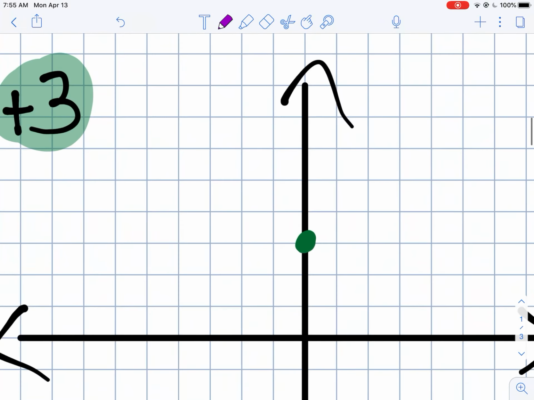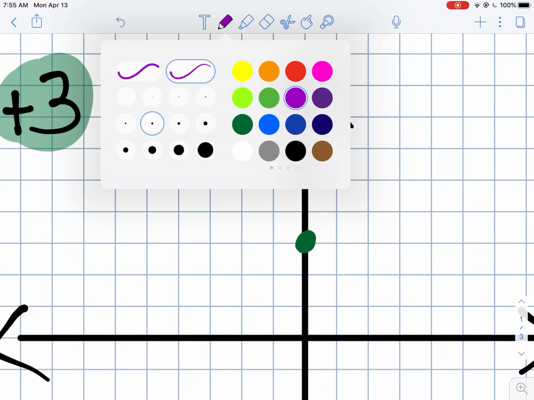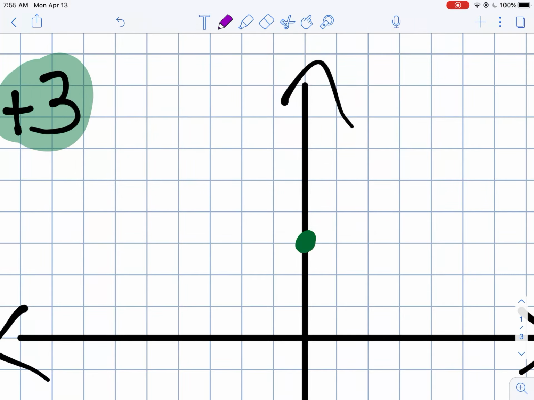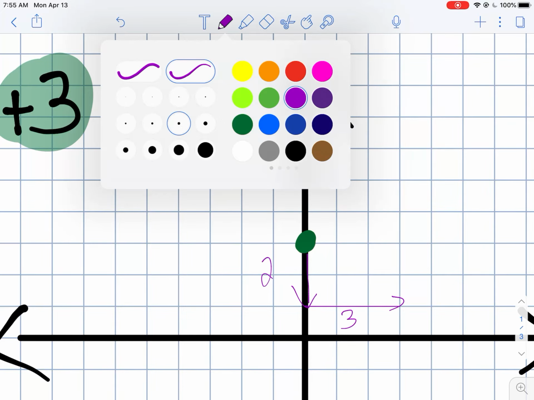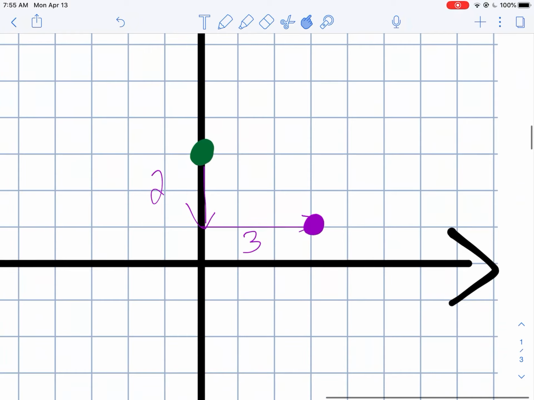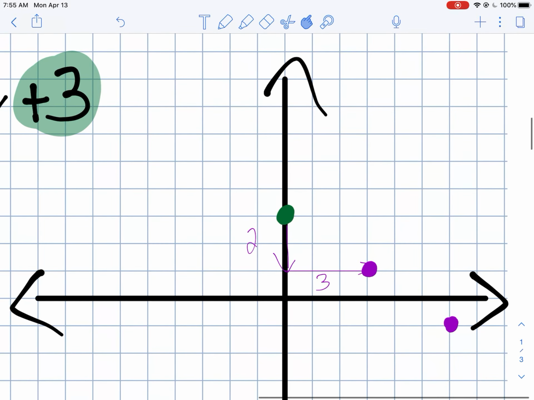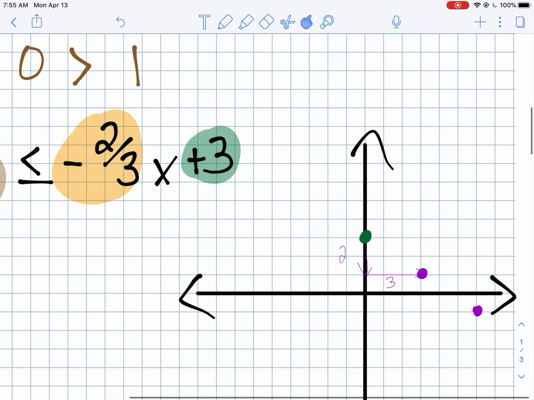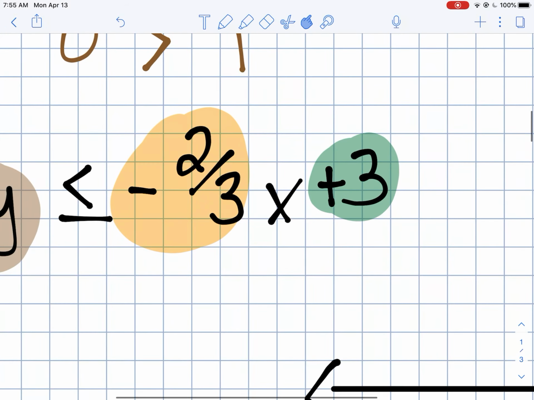What I'm going to do first, I'm going to go down 2. I'm going to go over here. I'm going to do some purple. I'm going to go down 2. Down 2. And then over 1, 2, 3. And that's going to give me my next point. And I can do this a few times just to make sure I get a nice, good line out of it. Down 2, over 3. All right, so I've got 3 points here. I'm in pretty good shape.